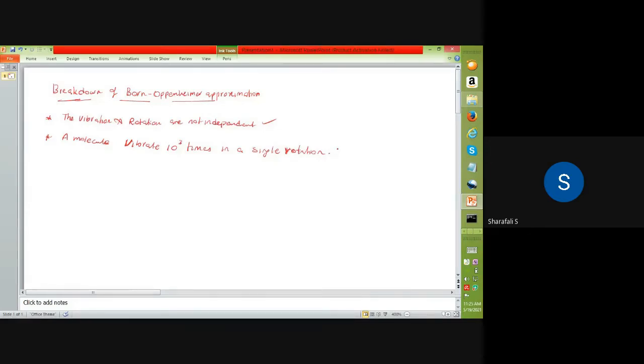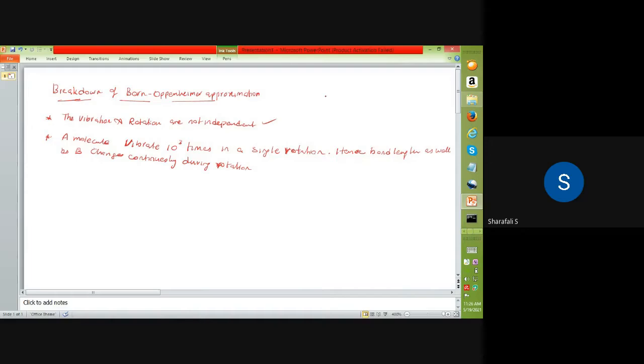So what that means is that the bond length as well as the B parameter, that is the rotational constant, changes continuously during the rotation. First, the bond length will change because there is vibration happening.